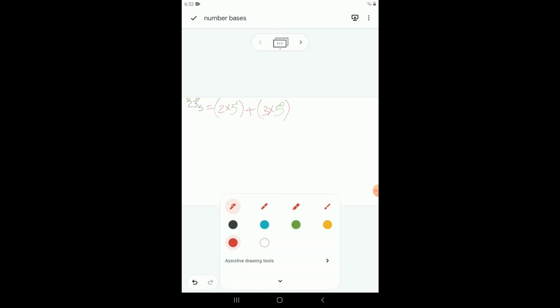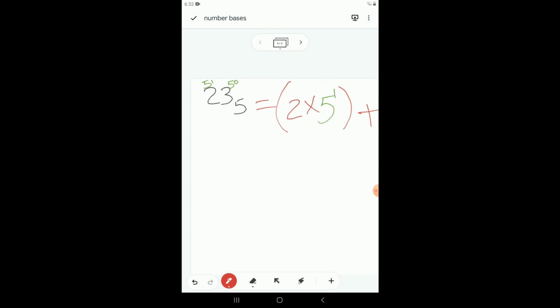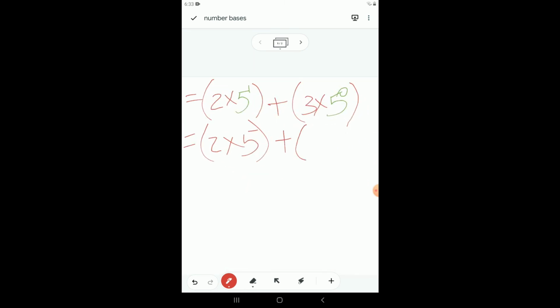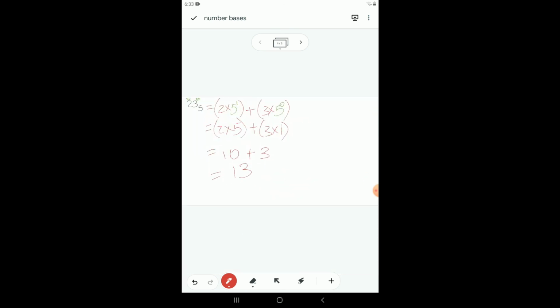Now, what is 5 to 1? Very good, 5. So we have 2 times 5, and then we have 3. And what is 5 to 0? 1. So now we have 2 times 5 plus 3 times 1. What is 2 times 5? 10. And then we add 3 times 1, which gives me 3. So that gives me 13. So 23 in base 5 is 13.